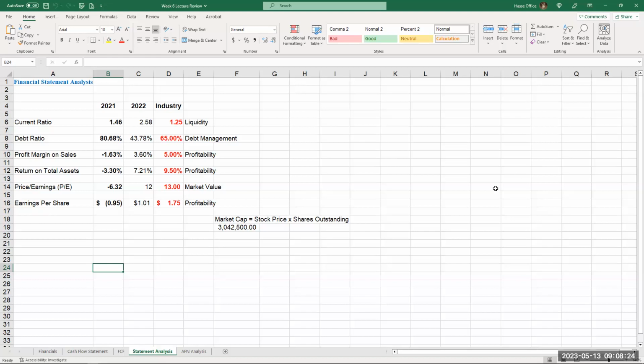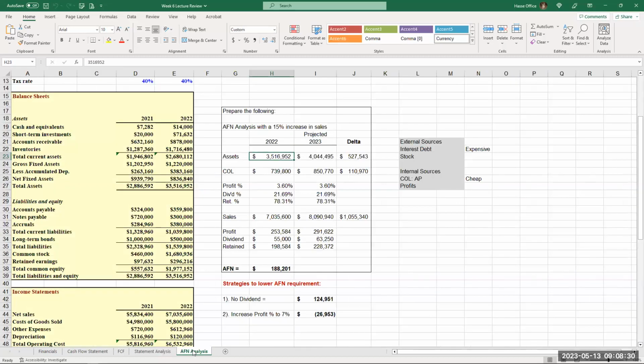So now we're going to pick up the last tab of this Week 6 lecture review spreadsheet, and it's called Financial Forecasting. It's taking a look at what we think is going to happen based on our current financial statement data, what we project out into the future.